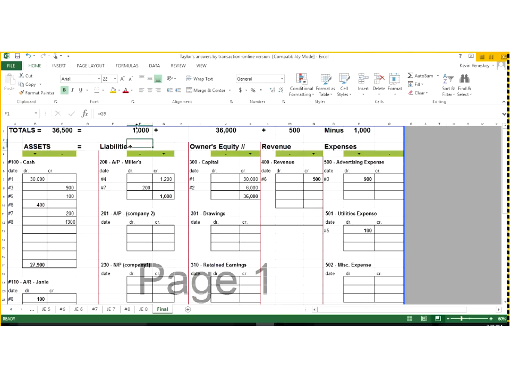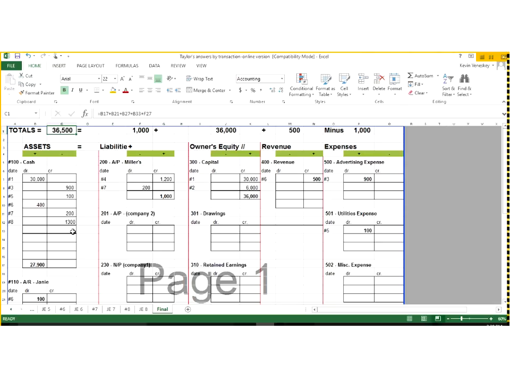Now I can kind of do this in my head. I'm not going to type it out. So we got $37,000 here, plus another $500, so $37,500. $37,500 minus $1,000 does in fact equal $36,500. So this equals $36,500, and this side equals $36,500.